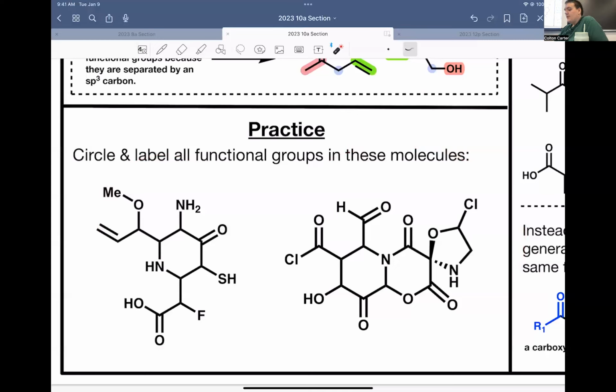And if you're struggling on where to start, I would say find an element that's not carbon and say, oh, okay, this is one of the oxygen ones. Let me look at the oxygen and see what's going on.